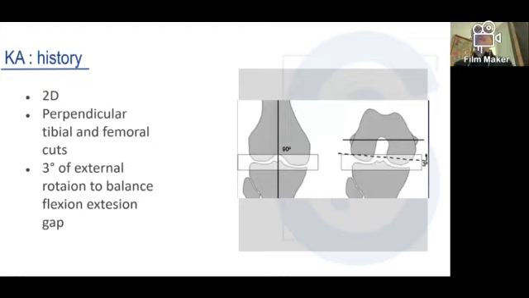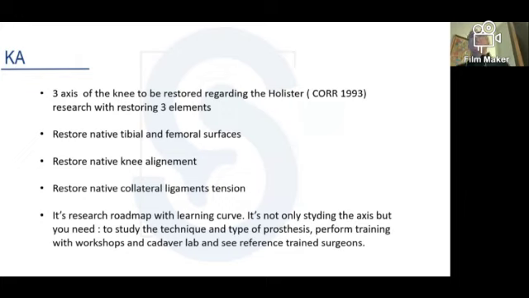If we come back to the history of total knee arthroplasty, when people started to do total knee arthroplasty in the 70s or 80s, they thought about the knee as a 2D alignment correction, and we have to do articular surface with perpendicular tibial and femoral cuts, and 3 degrees of external rotation to balance the flexion and extension gap. But we see later on that a lot of things changed.